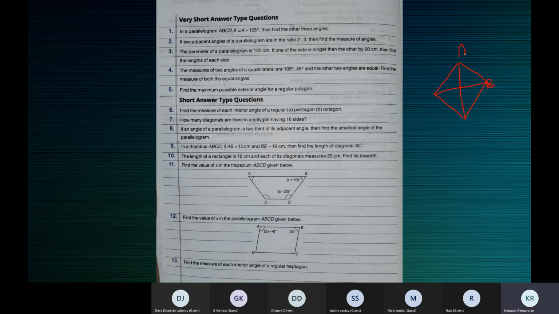So can I mark it A, B, C, D like this? Is this correct, children? Yes, ma'am. You must go in the clockwise or anti-clockwise direction. You cannot mark A, B, then C here and D here. See, A, go in the clockwise direction: A, B, C, D, or in the anti-clockwise direction, A, B, C, D, like this.